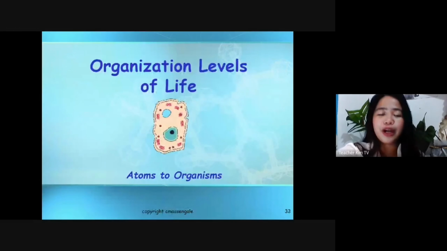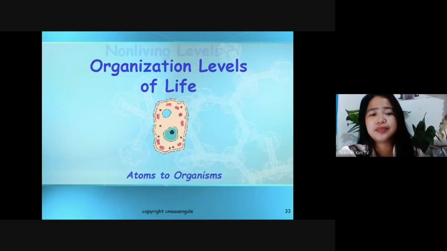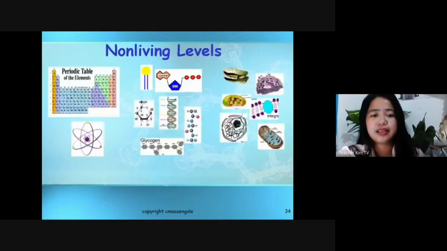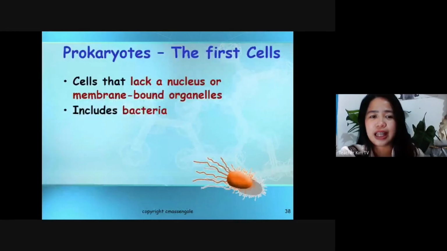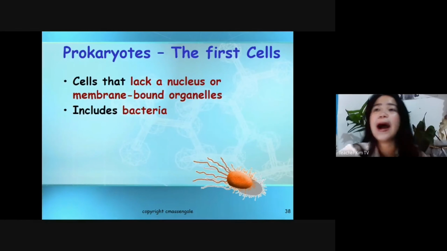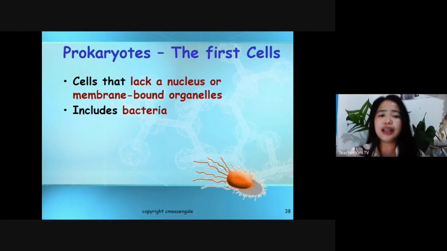But for today, let's discuss prokaryotic and eukaryotic cell. Now, prokaryotics are the first cell. So, let's begin with the prokaryotic cell. So, ang prokaryotic cell, they are the first cell according sa history or sa development ng cell. Nauna sila. They are the first one.